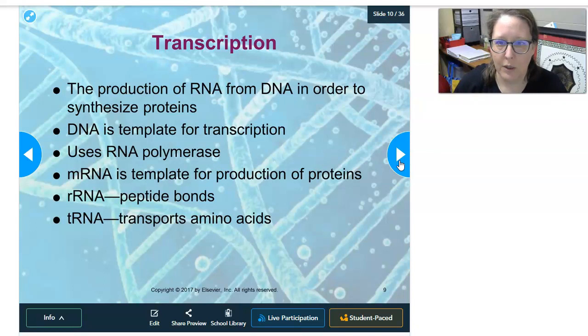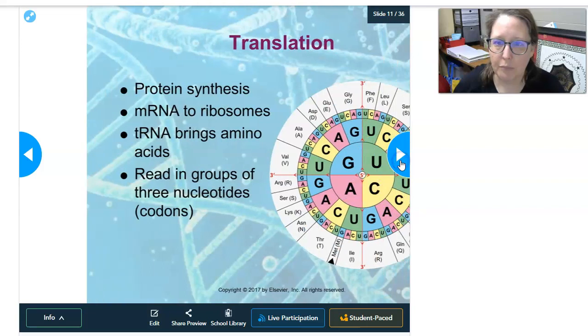DNA can also be transcribed into ribosomal RNA. Ribosomal RNA will be incorporated into ribosomes and is involved in the formation of peptide bonds. It's linking those amino acids by peptide bonds to make the proteins, because ribosomes are where proteins are made. And then transfer RNA picks up and transports amino acids, and each transfer RNA molecule only transports one specific type of amino acid.